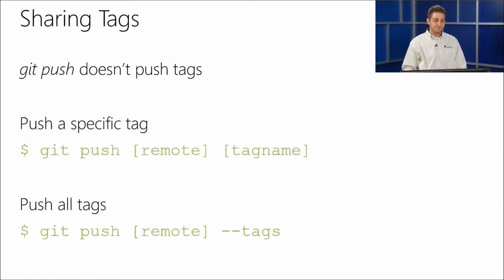Yeah. And sharing tags, right? So tags are not pushed like with branches, right? You have to specify if you want to push a tag up to a public repository, right? Pushing a specific tag, you just say git push, the remote, and then the tag name. To push all the tags, git push remote --tags, right? But just to know that when you push branches and you push commits, it's not going to push your tags. They're separate. There are commands to push them all at once, but yeah.